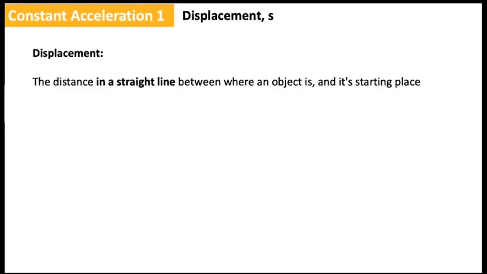Displacement is the distance in a straight line between where an object currently is and its starting place. So it may have done a massive journey and then come back to where it started. It would have a displacement of 0, the distance from its starting point to its current position.